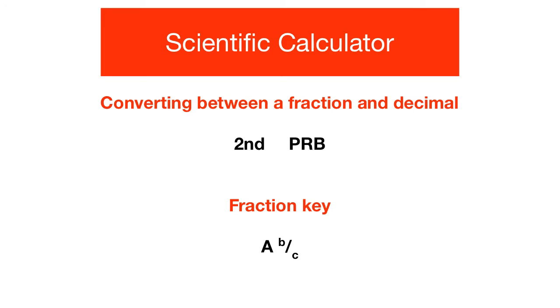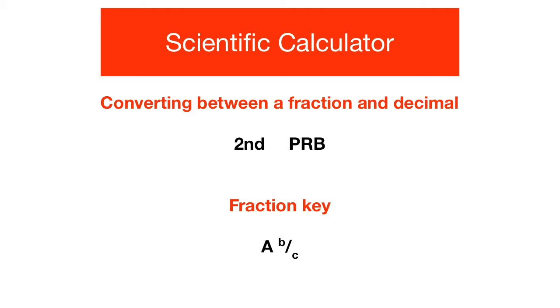First thing is to be able to identify where the calculator keys are that you're going to need. On your scientific calculator, in order to convert between a fraction and decimal, you are going to need to know where your shift key is, which is the second key, but also the PRB key. The second key is going to help you access the FD, or fraction to decimal function, that is in blue above the PRB key. You will also need to be able to use the fraction key. Your fraction key is the ABC key. You will press this between your whole number and numerator if there's a mixed number, but also between the numerator and the denominator in a fraction.